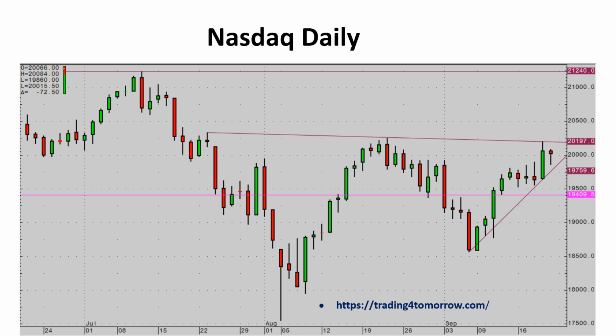So just looking at it, I think if it breaks through there, we could go back down to sort of test those 18,500s again. But you know, everyone seems to want to buy the dips for the moment.